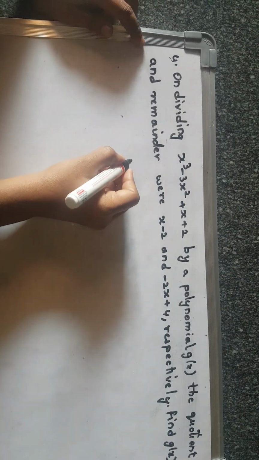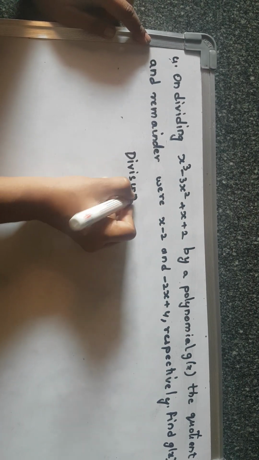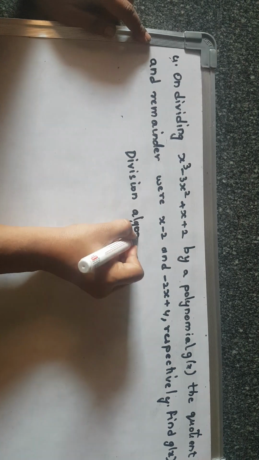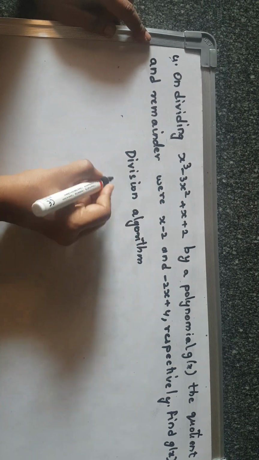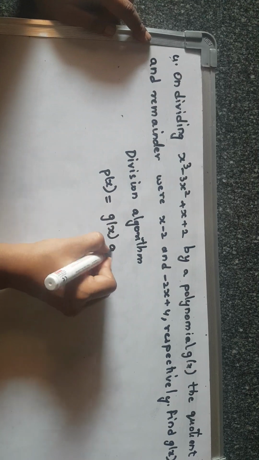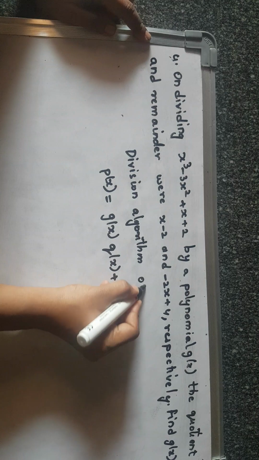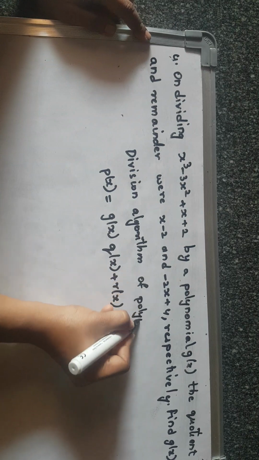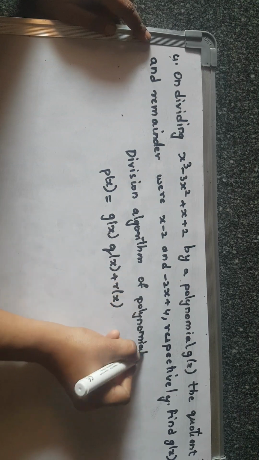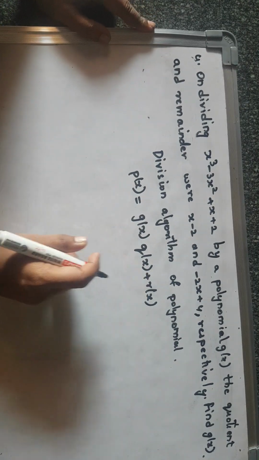What we know by the division algorithm of polynomials: p of x equals g of x into q of x plus r of x. It's not necessary, but to remind you, p of x equals g of x into q of x plus r of x.